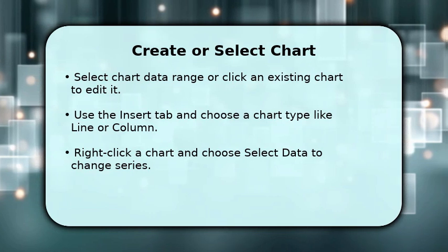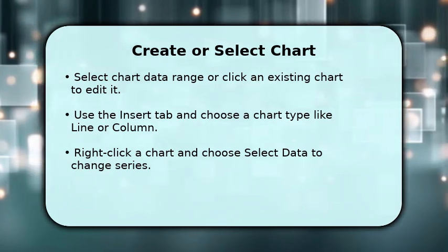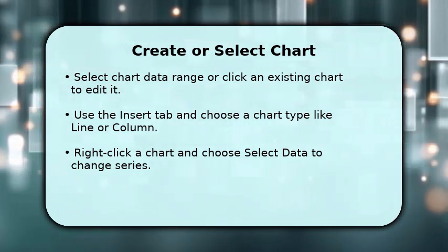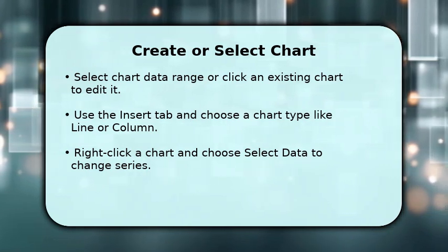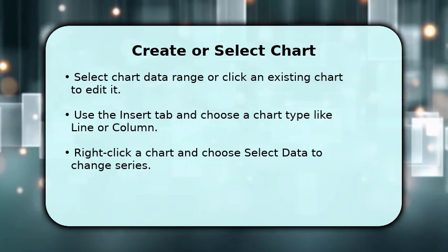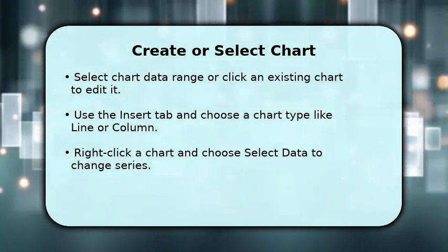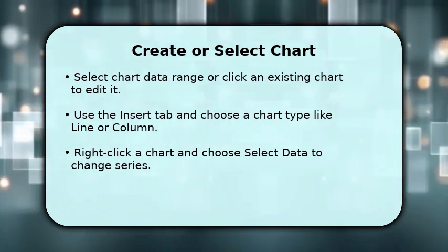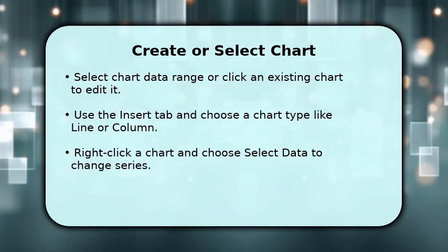If updating an existing chart, click the chart once to activate chart tools. Right-click the chart area and choose Select Data to adjust series and categories. Use the Switch Row/Column option if legends or axes are reversed. Confirm the preview shows the intended data before closing the dialog.